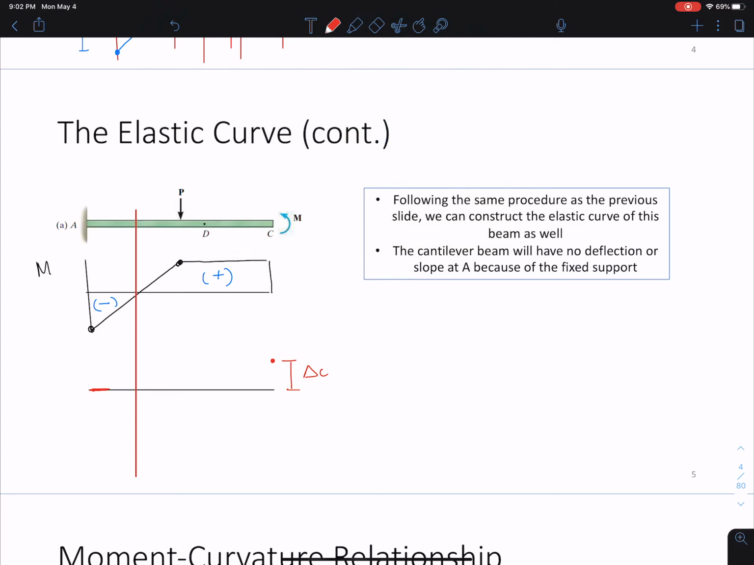Okay, we know we have to be some kind of concave up like this, down first, sorry, down like this, and then we're gonna go some kind of up here and something like this, okay? And so we just have to remember that we have no delta or theta at fixed supports. Okay, there's no support at C, there's nothing stopping it from moving, so we definitely have some delta there.